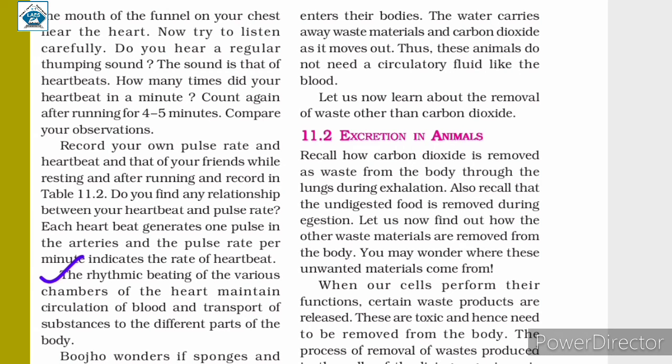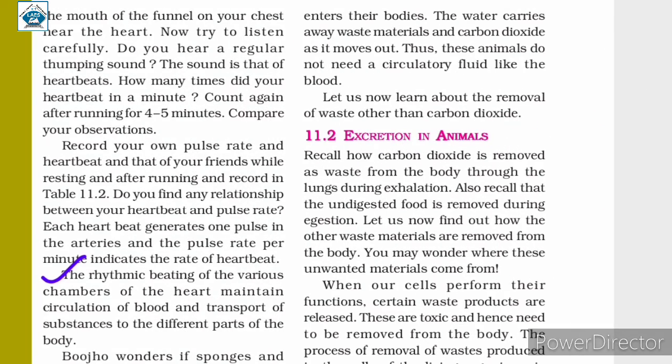The rhythmic beating of the various chambers of the heart maintains circulation of blood and transportation of substances to the different parts of the body. Now, because of the beating of the heart, blood is supplied, that is, there is circulation of blood, and along with it, substances are transported to different parts of our body.